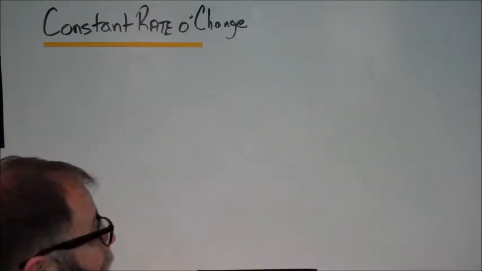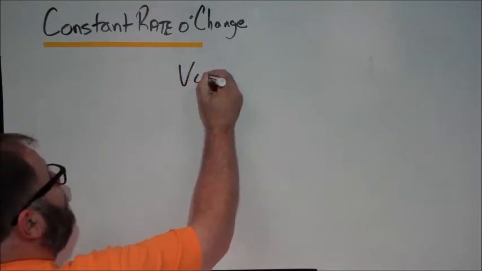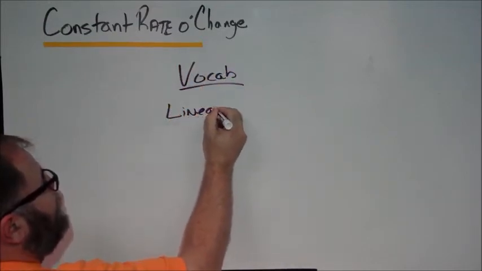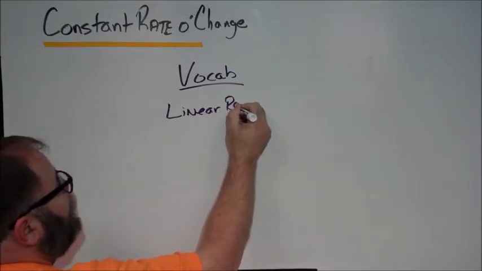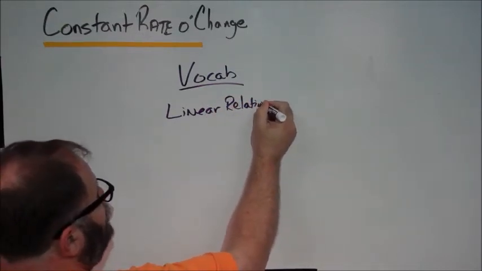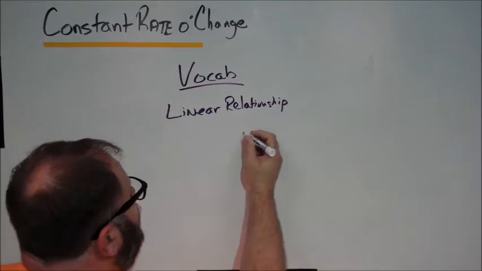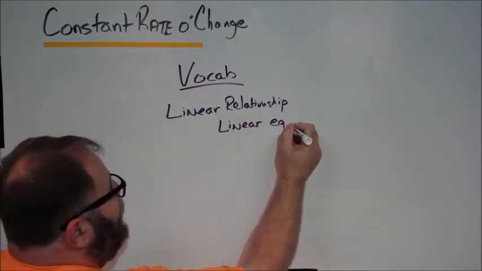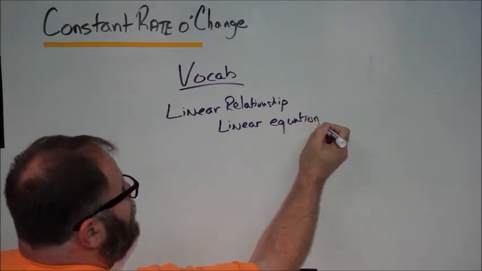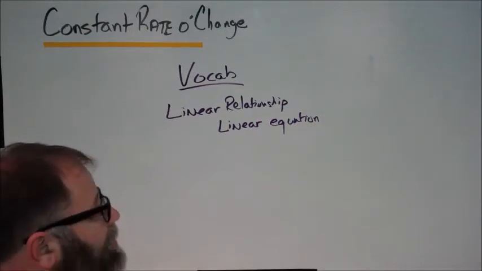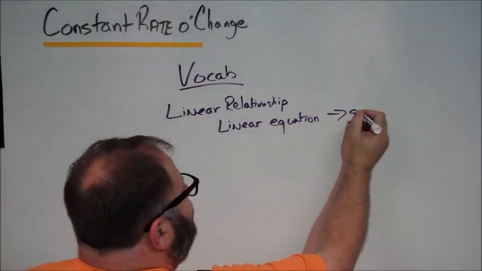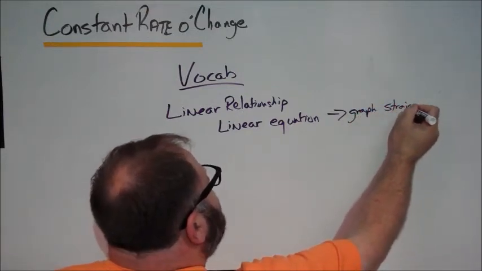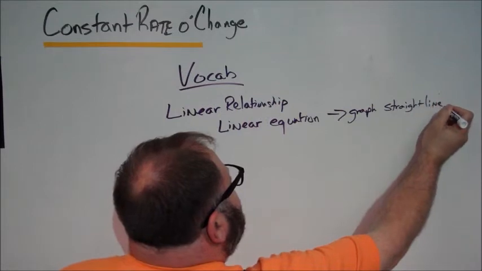Let's go to the vocab. We got a bunch today. Okay, so what we got is a linear relationship. That is formed when we have a linear equation, right? And that linear equation will graph as a straight line.